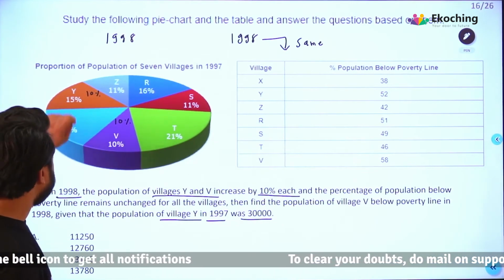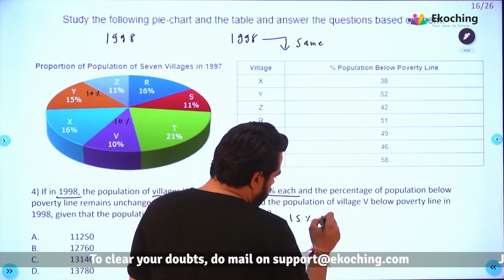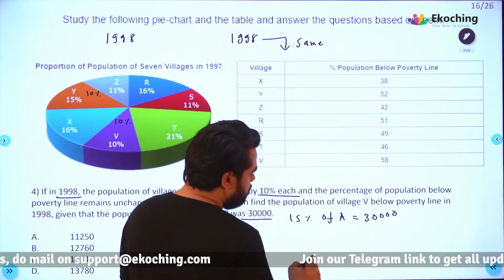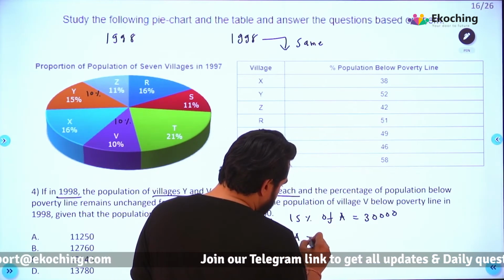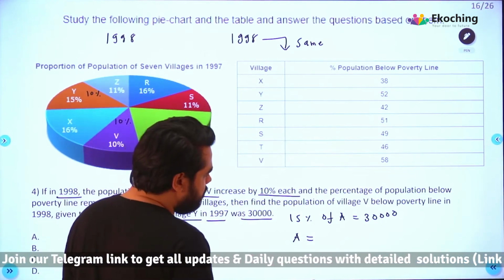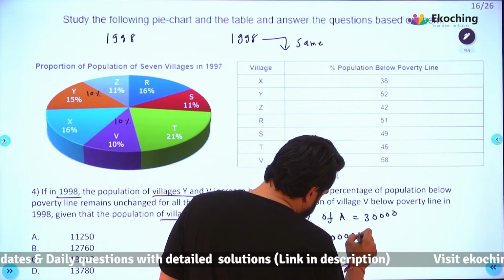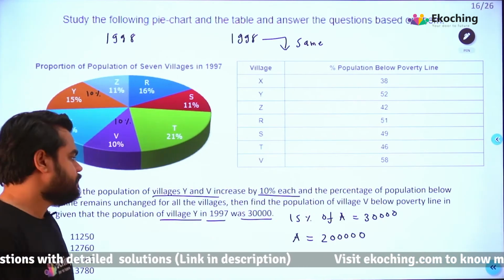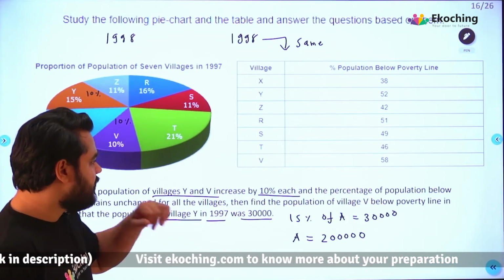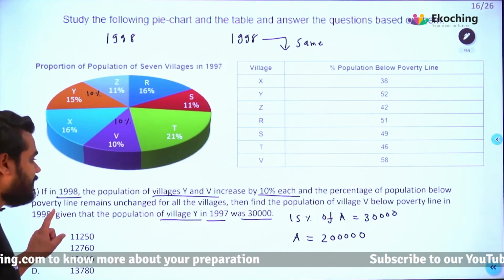So village Y का जो 15% है, so 15% of A मतलब total population is 30,000. So what is A? A कितना होगा total? 15 का डबल 30 हुआ तो that means 100 का डबल 200 होगा, है ना? So 200 और पीछे 3 0. Total population must be 2 lakhs. Okay, fine. अब क्या करना है? So village Y का population से total population मिल गया. Now we have to find population of village V below poverty line in 1998.